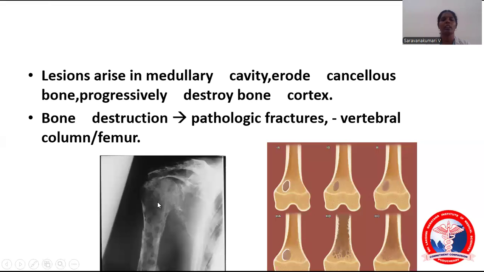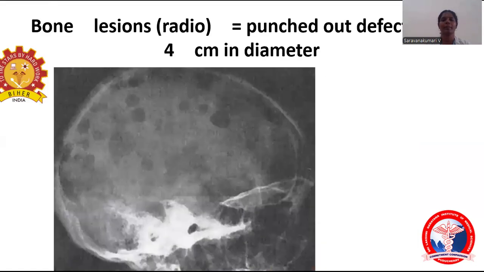It starts in the medullary cavity, and they erode all the way to the cortex of the bones. So these eroded bones are prone to pathological fractures, mainly in the vertebral column and the femur. So this is the radiological image of the lytic lesions. You can see the punched out lytic lesions. It's the typical feature of multiple myeloma.